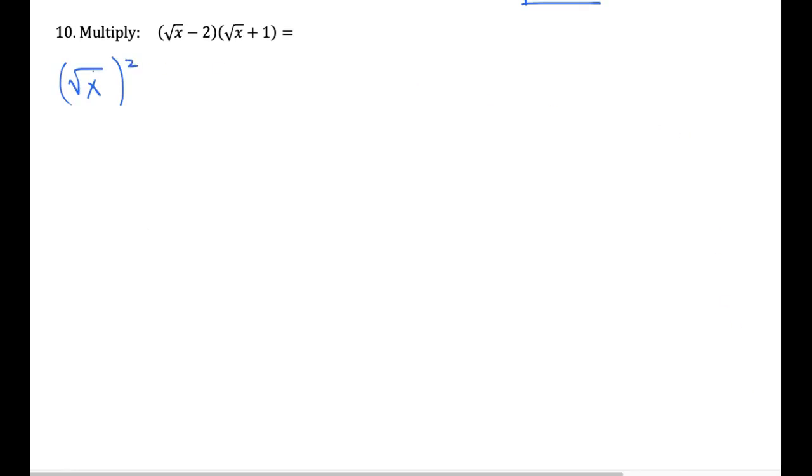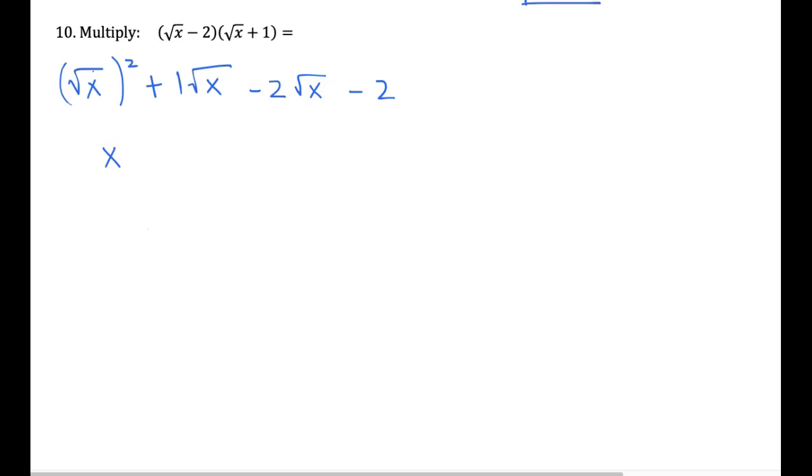And then the next term, let's see, I'll do the outside term. So I get plus 1 square root of x, and you don't have to put the 1. The inside terms, which is negative 2 or minus 2 square root of x. And then the last term, which is minus 2 times positive 1, so you get minus 2. Okay, so I see right away a couple of things. One, the square root of x squared, they're inverses of each other, so they'll cancel each other out, and you just get x.